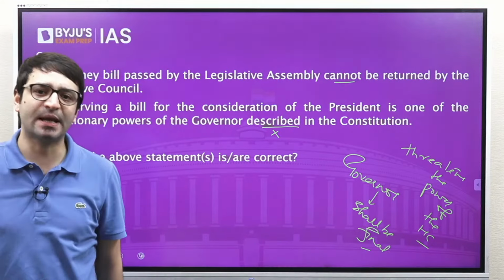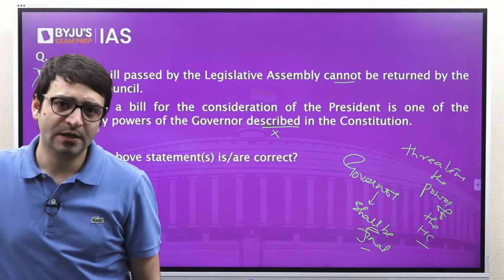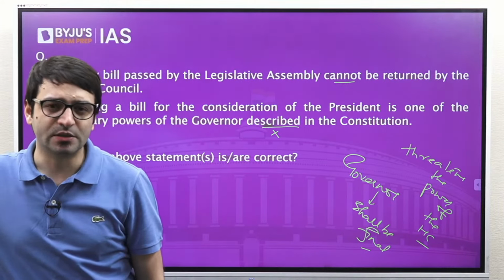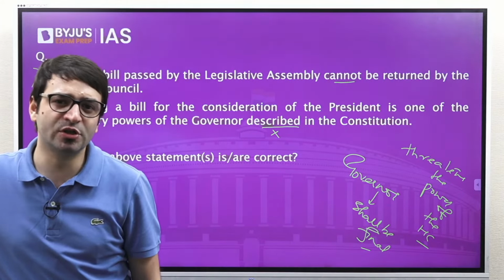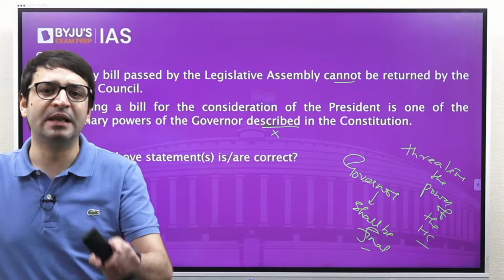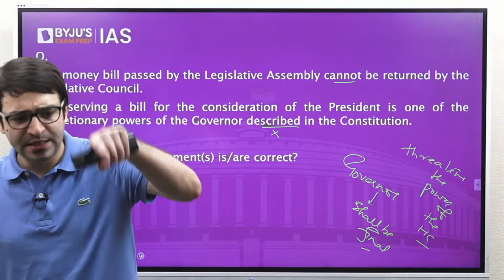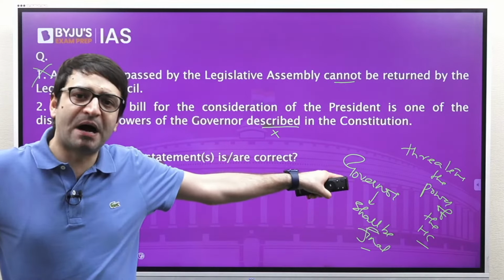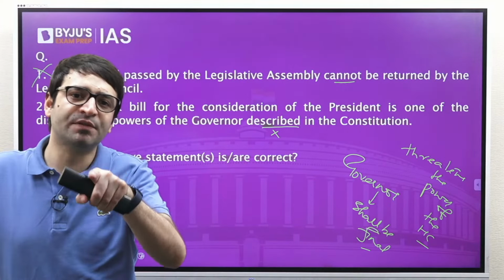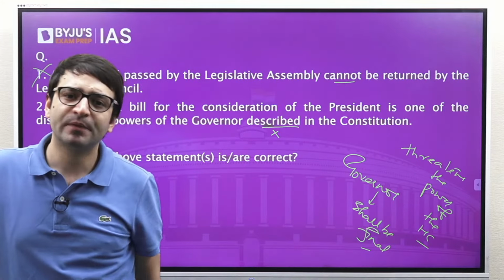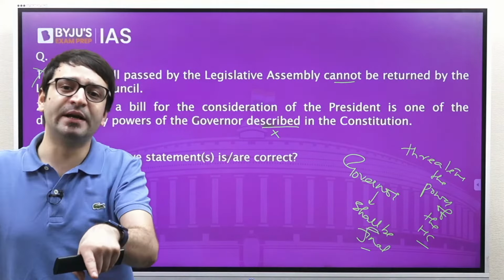If the Legislative Assembly or the legislature of a state passes a bill which threatens or takes away the power or the jurisdiction of a High Court, the governor will necessarily have an obligation to reserve this bill for the consideration of the President. This is necessary, this is obligatory.